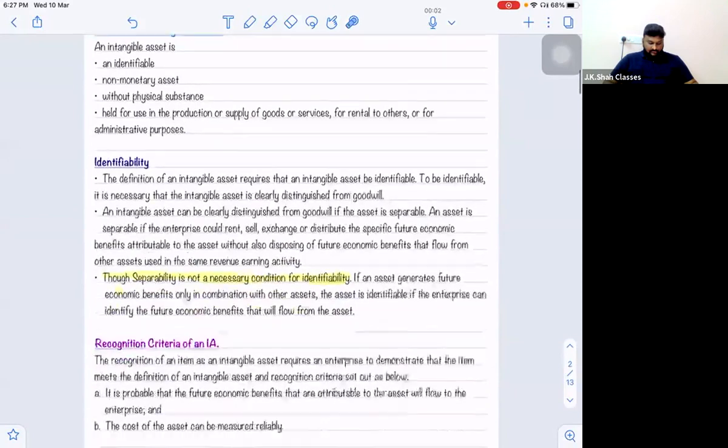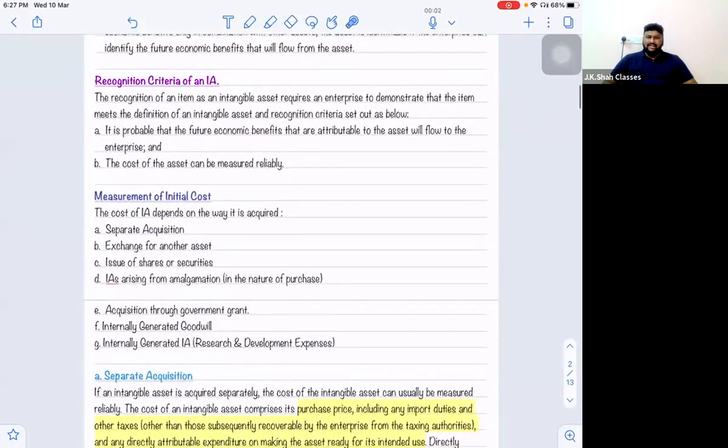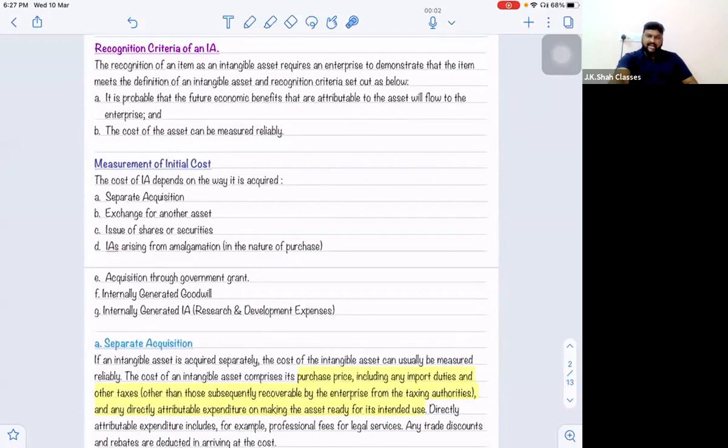Okay. Now let us move ahead with the next part. Sir, recognition criteria of intangible asset. Now it is exactly cut, copy, paste from AS10. No change at all. An intangible asset can be recognized in the books of accounts first if it fulfills the definition of intangible asset, and secondly it should fulfill the 2 recognition criteria. So what are those criteria? Same. Point number 1, the future economic benefits associated with the intangible asset will flow to the enterprise, and the cost of the asset can be measured reliably.